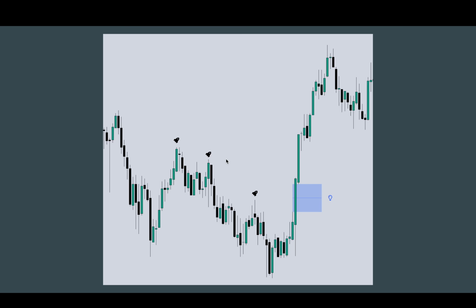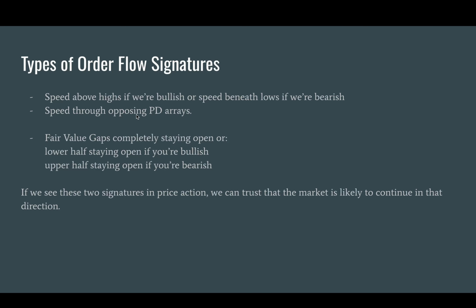Order flow signatures is something that I look for every time I'm looking to get into a trade, or if I'm already in a trade, I'm looking for these phenomena to occur in price action. So I'm adding these little rocket ships above the highs because whenever we're trading down here, I'm watching. If I'm bullish, let's say I'm already in a trade, I want to see speed above that high there. I want to see speed above this high. Again, if we're bullish, you want to see speed above highs.